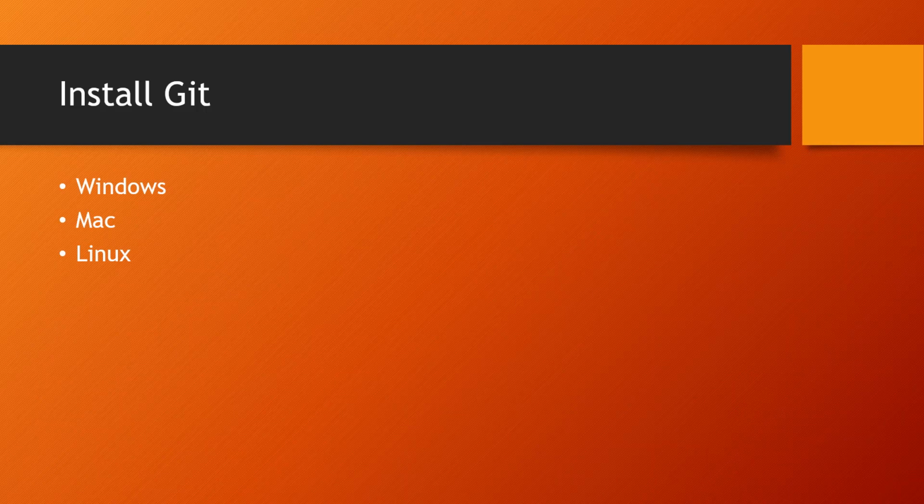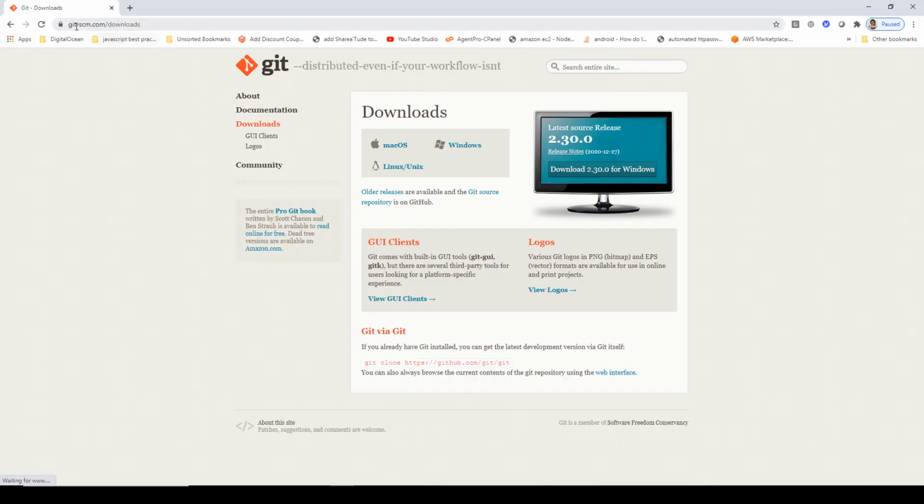In this lecture, we'll be taking a look at how we can install Git on Windows, Mac, and Linux operating systems. The first thing that we need to do is visit the website called git-scm.com as shown over here. And here on the downloads page, you can find links for all the operating systems.